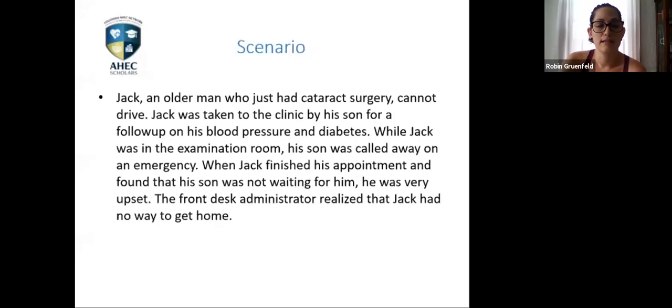So let's take a look at this scenario. All right, so does anybody have any thoughts on what should happen next? And maybe even if you really want to thrill me, how it loops back to leadership?